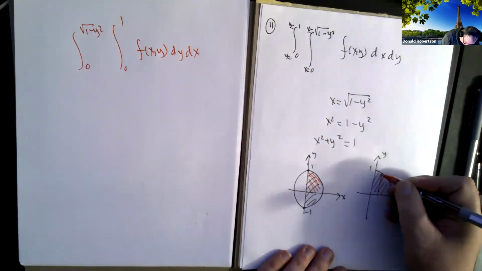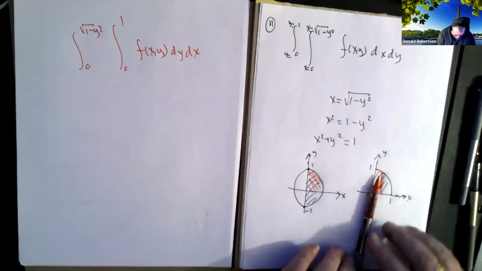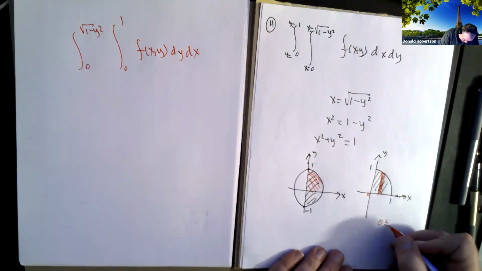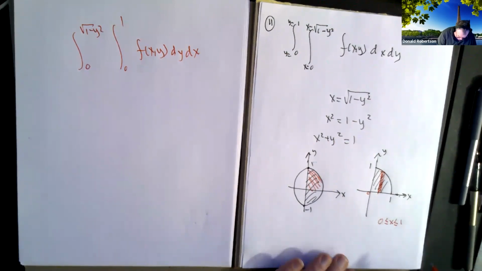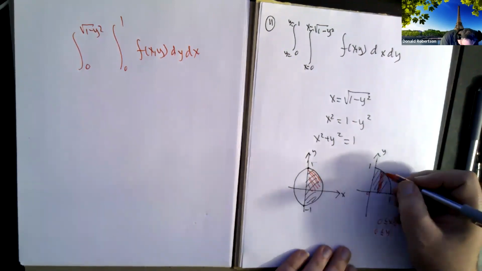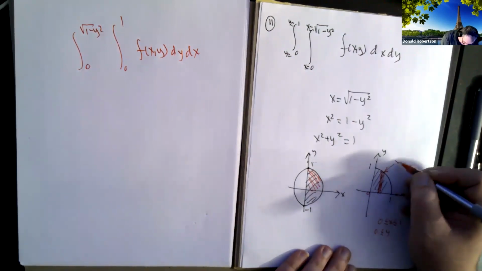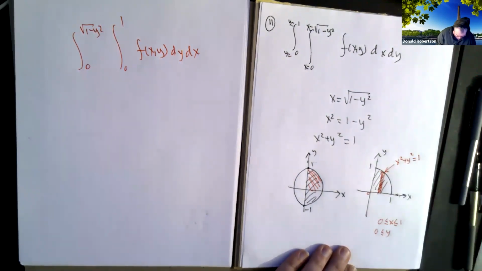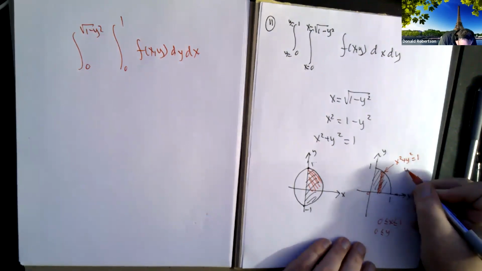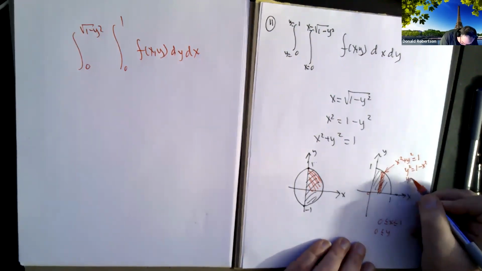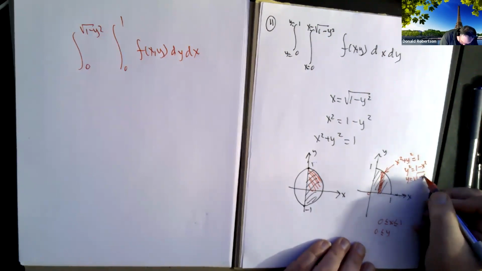Let's do it vertically. Well, if you do vertical, x starts at 0 and finishes at 1, and y starts at 0 and finishes here. Well, the equation of this curve is x squared plus y squared equals 1. If I want to find out what the equation of this curve is in terms of y equals, it ends up being that.